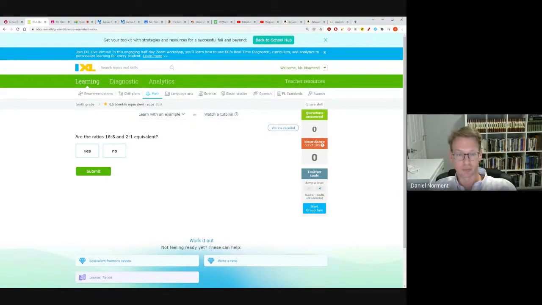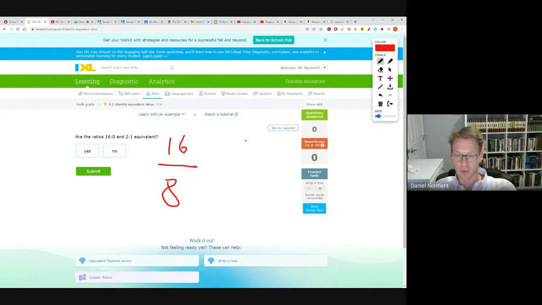What you're gonna wanna do, I would suggest writing both ratios that you see as fractions, okay? Write them as fractions just like that. Order is important. 16 on the top, 8 on the bottom, 2 on the top, 1 on the bottom. Actually, this isn't gonna work for you. So here's what you're gonna want to do. For some of you, it's gonna be too difficult.